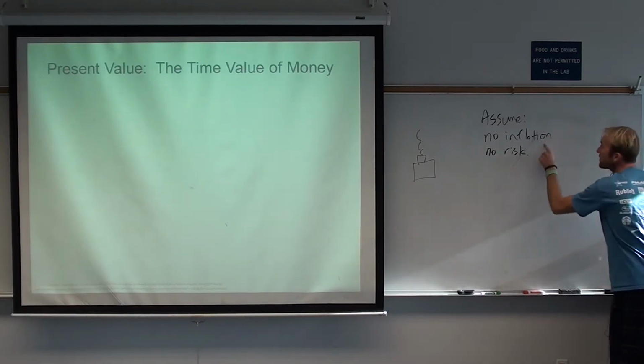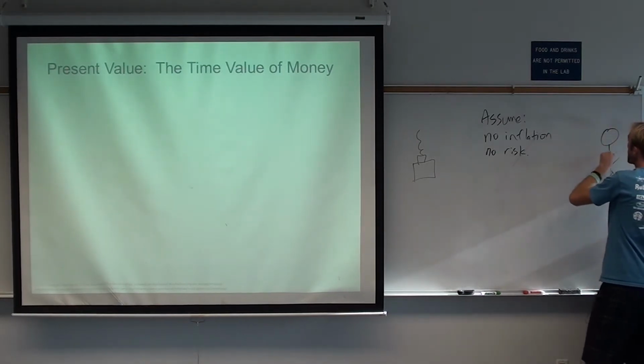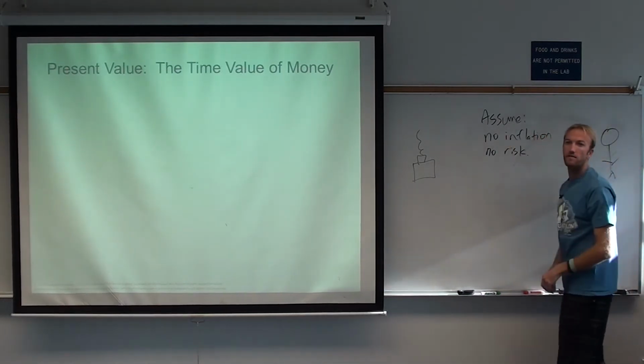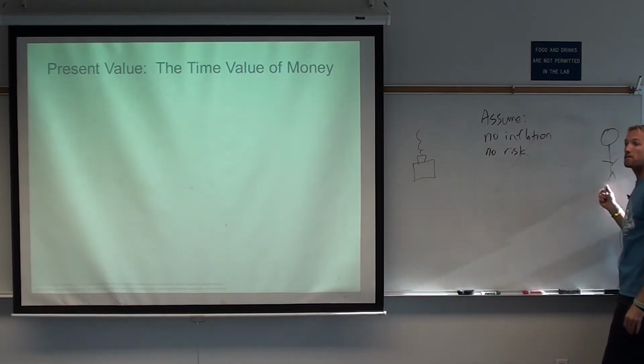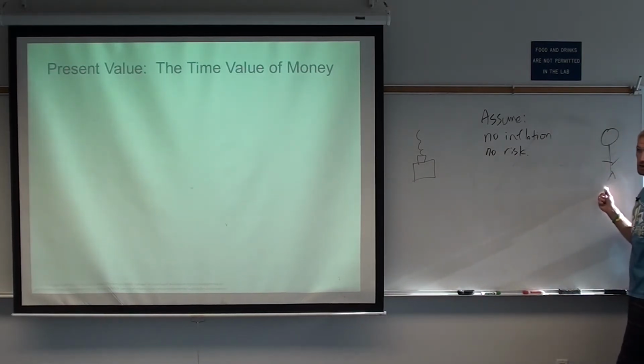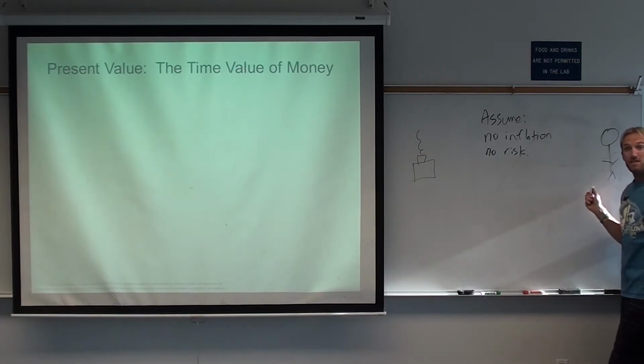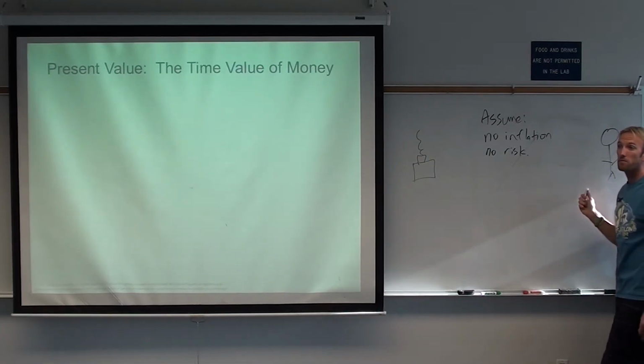And even with no inflation and no risk, when the saver provides $100 to the investor, they still have to provide more than $100 back in the future. Why? It's because of this thing we call the time value of money.